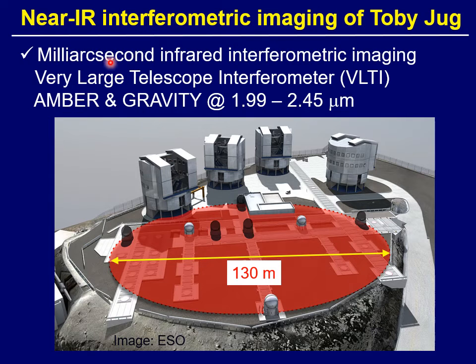That's why we carried out milli-arc second infrared interferometric imaging using the Very Large Telescope Interferometer. And we use the AMBER and GRAVITY instruments operated in the 2 micron region, very qualitatively speaking. By combining 3 to 4 small telescopes, we can obtain the spatial resolution of a virtual 130-meter telescope, which is about a few milliarc seconds.